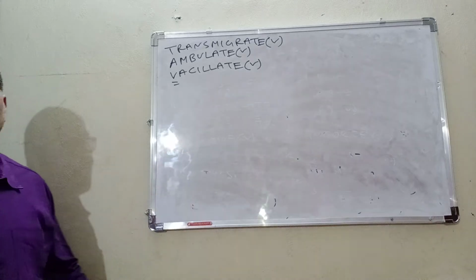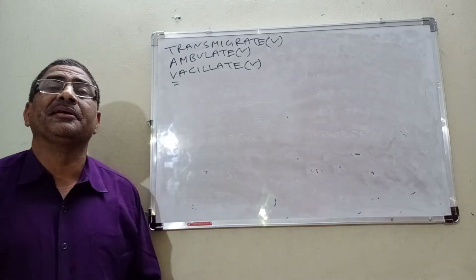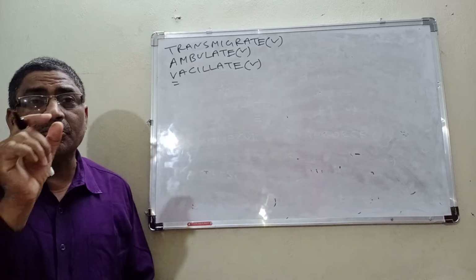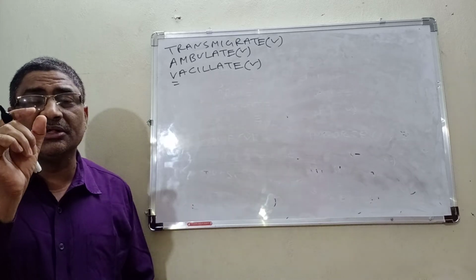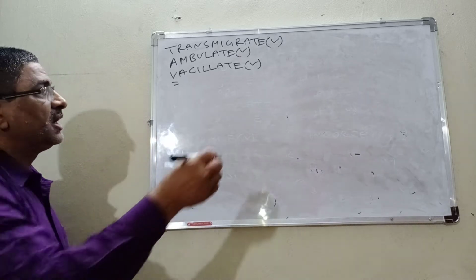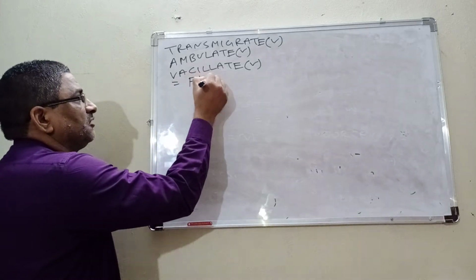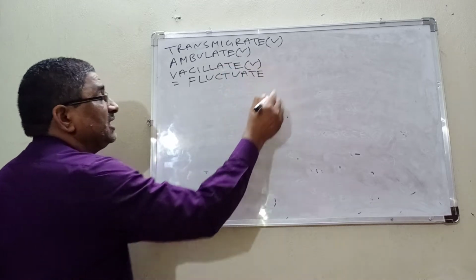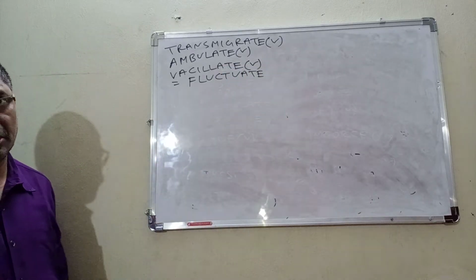Vacillate. Don't try to make any vacillatory decisions. Vacillate meaning is to remain unsteady, to become unsteady, right? If anything does not keep constant, that's called vacillate. The word vacillate has some important synonyms. Fluctuate.